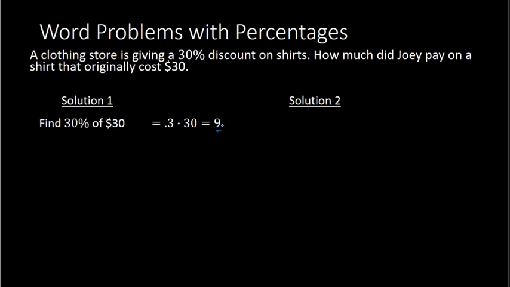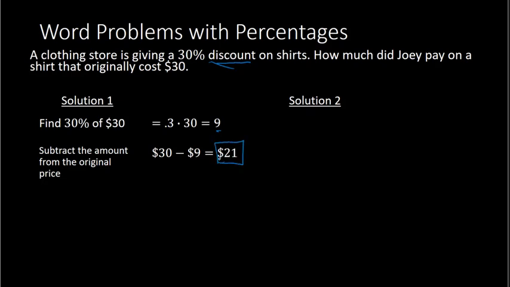So here, that's 30% of 30, and that is how much the shirt is discounted. Meaning I take $30 and subtract 9 to get my new total of $21. So this would be the discounted price. So that is one way of calculating your solution.